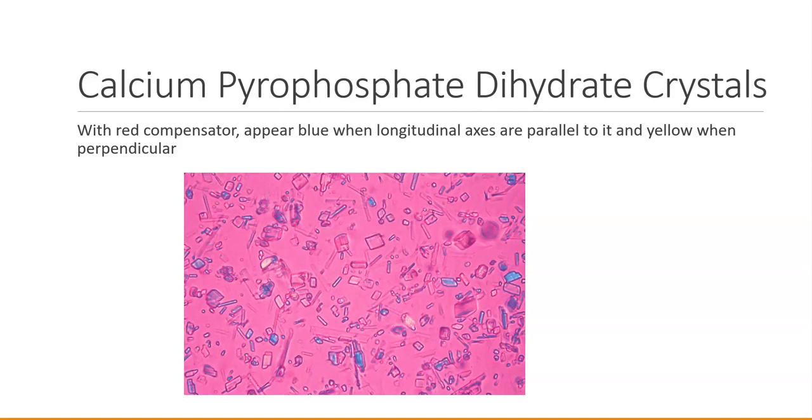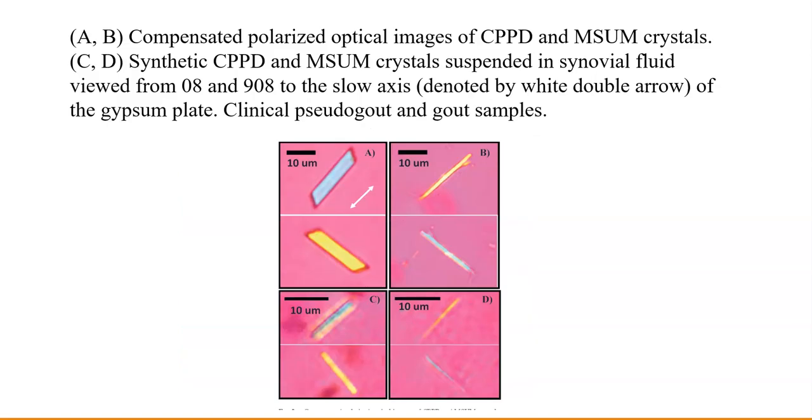Note the variation in size and morphology of the crystals and the fact that some of the particles do not appear to exhibit birefringence. They are colorless. They look like glass. This picture illustrates the difference in polarization between calcium pyrophosphate dihydrate crystals, which are in B, and monosodium urate crystals, which are in picture A. The arrow indicates the axis of the gypsum plate that these are portrayed through. C and D indicate the birefringence when the axis is changed.